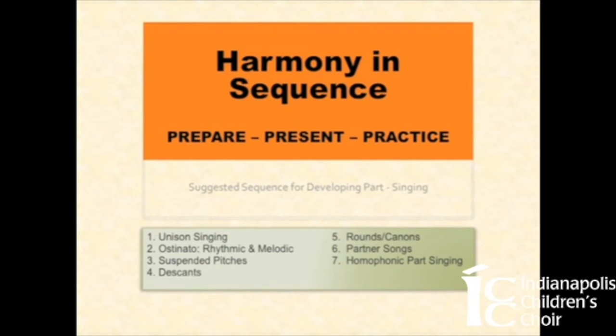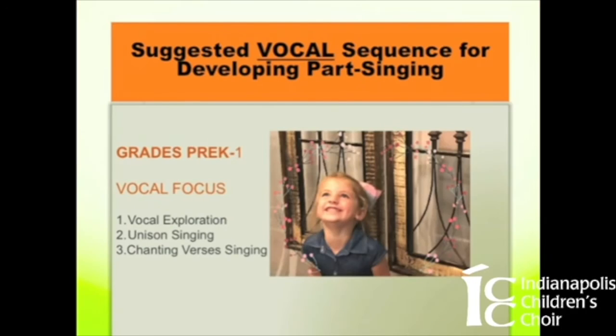You'll notice that everyone should start out singing unison music. It doesn't matter if you are a child or an adult, you need to experience unison singing, singing by yourself and singing with others in tune in order to prepare the ear to hold your own part later when you sing harmony. So the sequence is unison singing, then ostinatos can be presented.